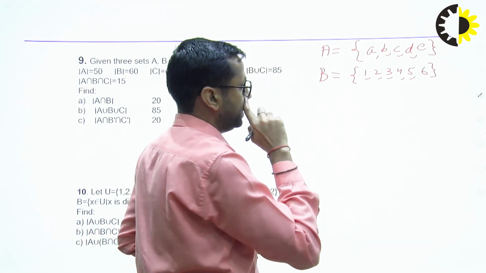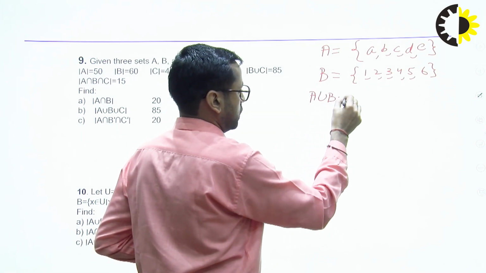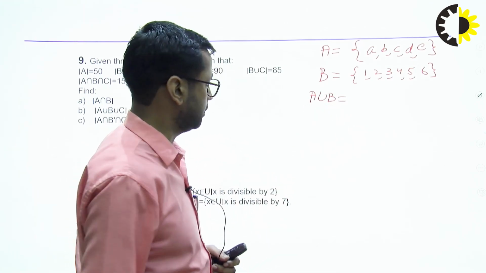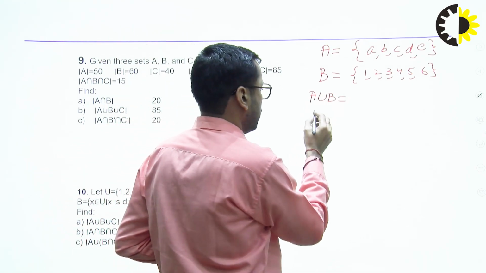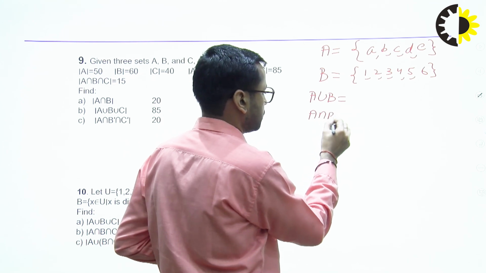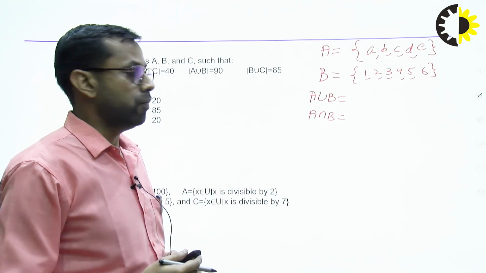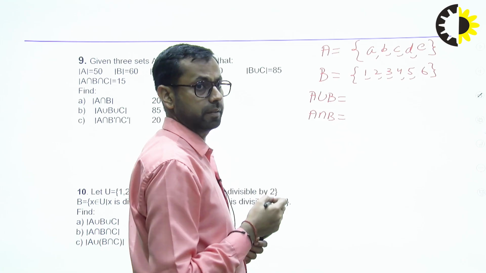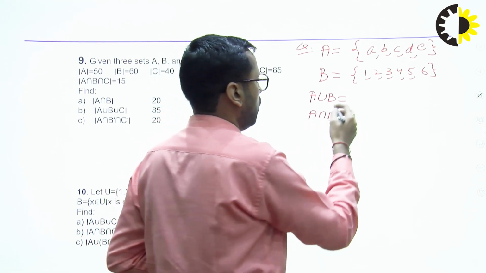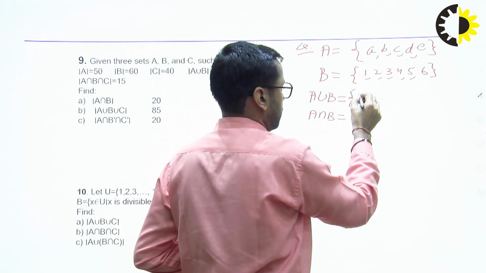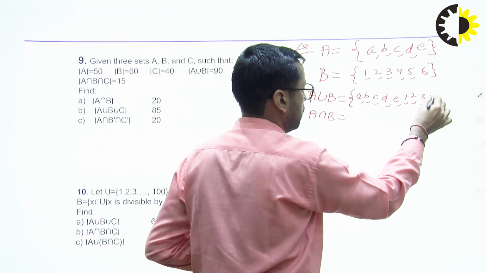In set theory, we have some operations based on symbols. One is the union symbol, which involves at least two sets. So we have A union B and A intersection B. If we compute A union B, that means we include the values of A as well as B. So we take all the elements that are present in set A as well as in set B.